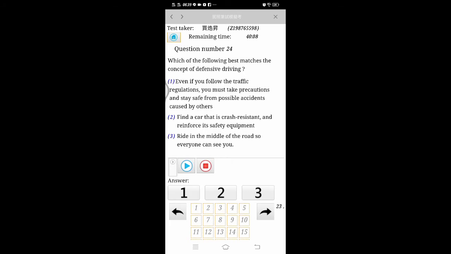Which of the following best matches the concept of defensive driving? 1. Even if you follow the traffic regulations, you must take precautions and stay safe from possible accidents caused by others. 2. Find a car that is crash resistant and reinforce its safety equipment. 3. Ride in the middle of the road.